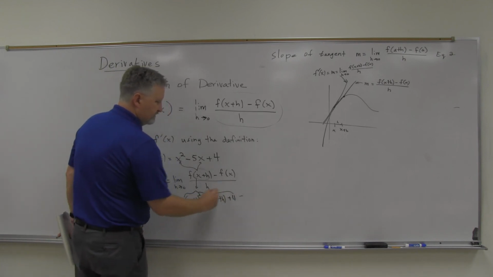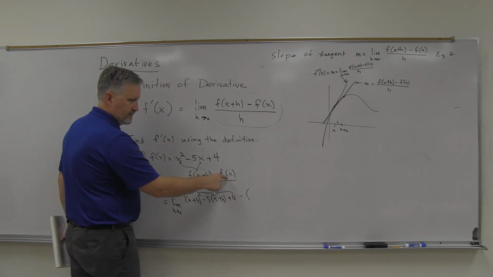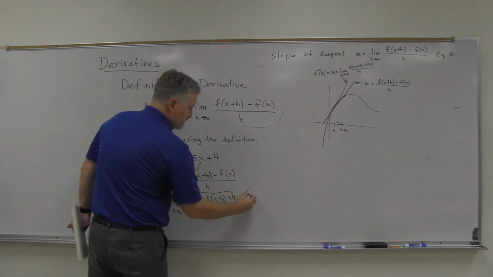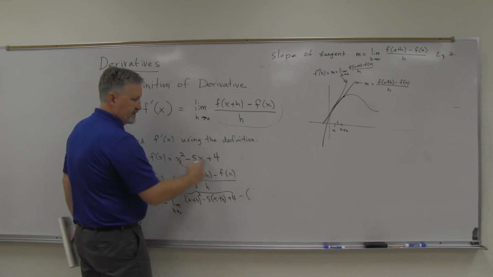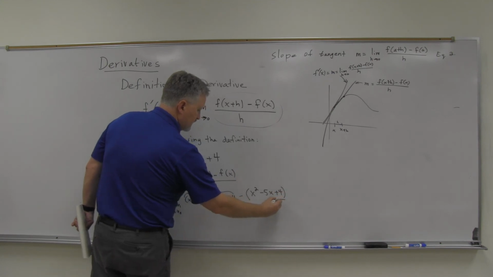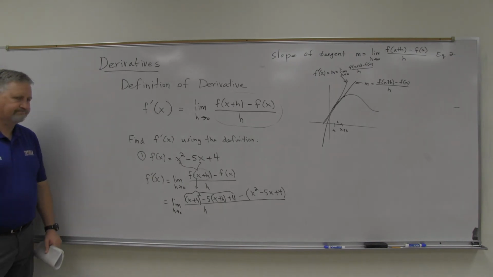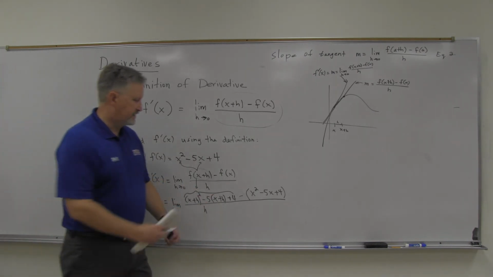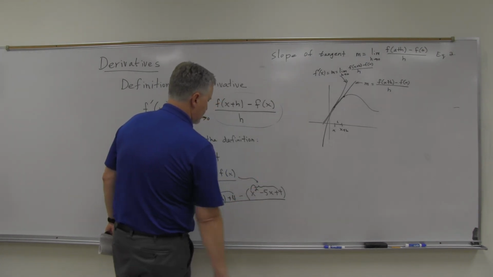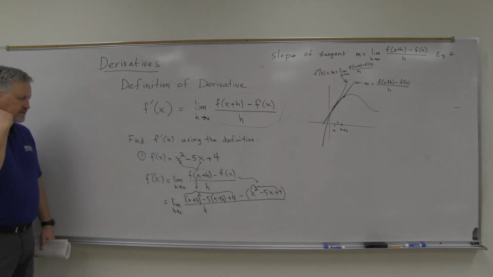From that, then, I subtract f of x, and my recommendation is let's put it in parentheses, because that being behind the minus sign is going to change the signs of all those others. So it's going to be minus parentheses f of x, which is just x squared minus 5x plus 4. And that's all over h. That's the limit I need to compute. This is f of x plus h. This is then f of x.